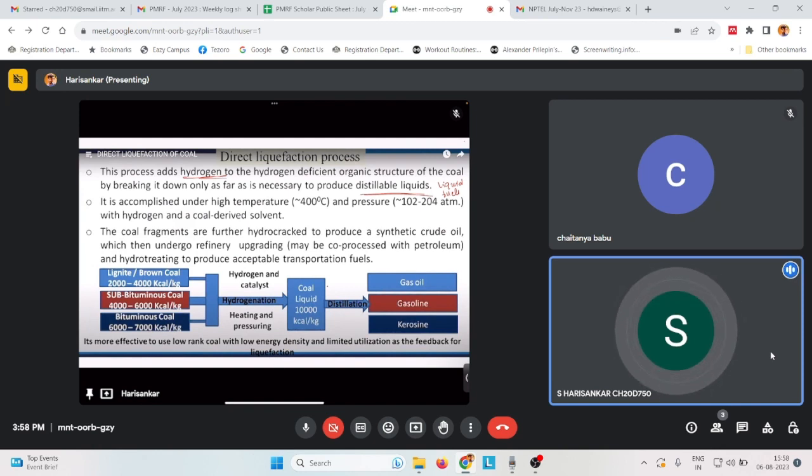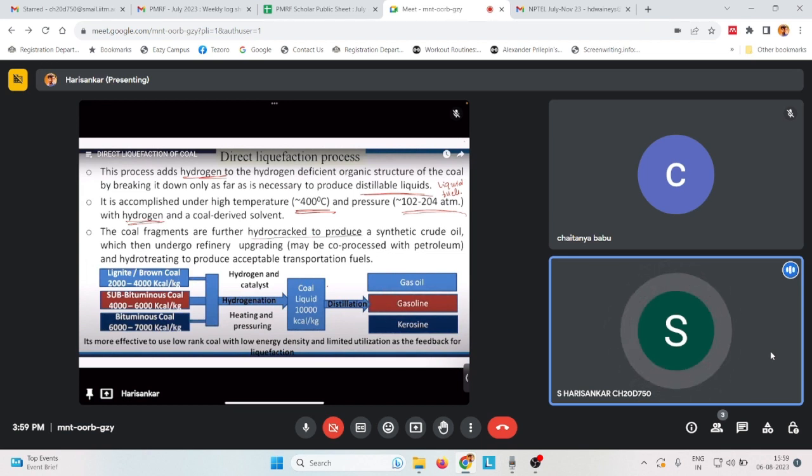Usually this is accomplished at a temperature of 400 degrees Celsius, and high pressures are also used, somewhere around 102 to 204 atmospheres, in a hydrogen environment. So we will be using hydrogen. In gasification and combustion we were using air. Here we'll be using hydrogen, because we don't want oxidation or gasification to happen here. So we usually perform this in an inert atmosphere, and mostly we'll be using hydrogen for our liquefaction process.